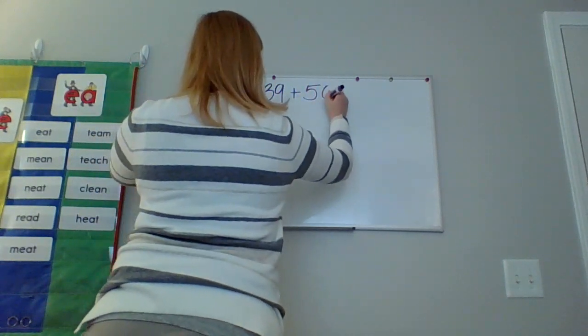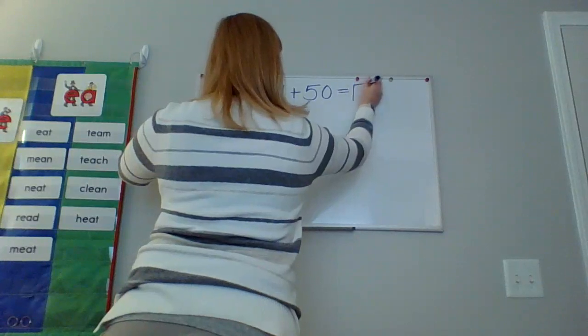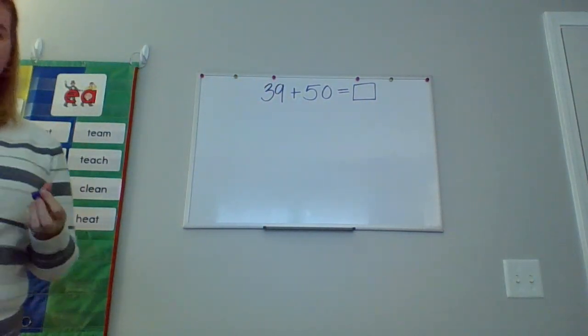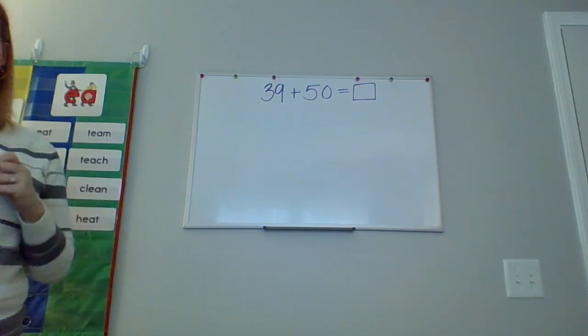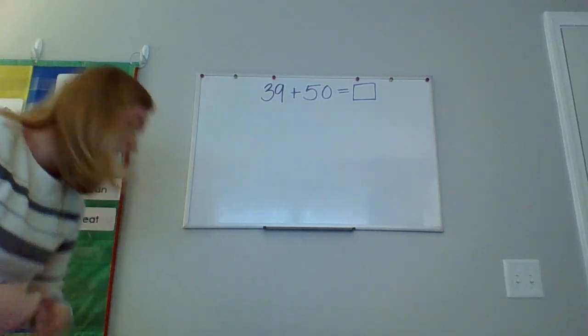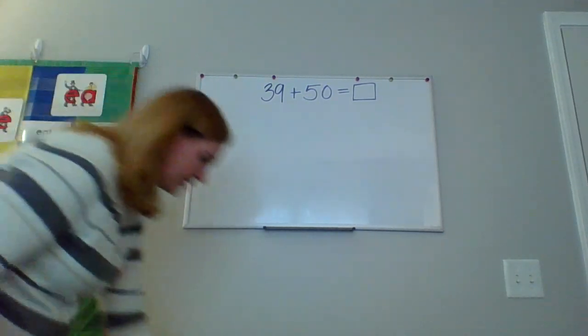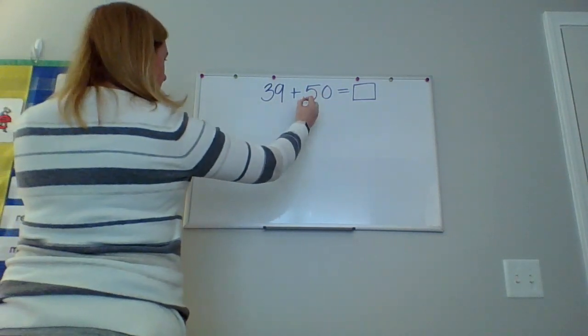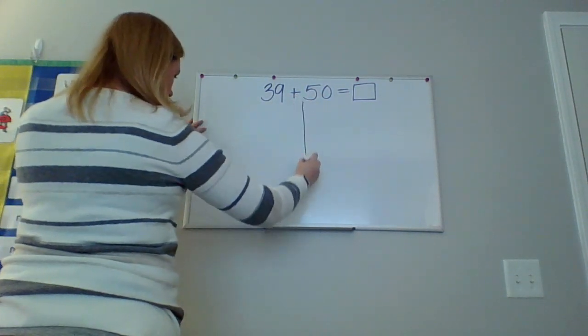So I want everyone to write this down. 39 plus 50 equals unknown. Everyone write it down. 39 plus 50 equals unknown. Every single person's writing it down. 39 plus 50 equals unknown.